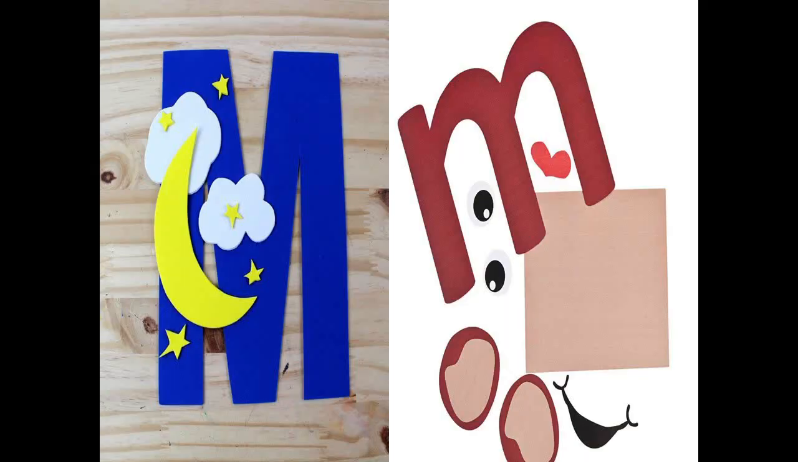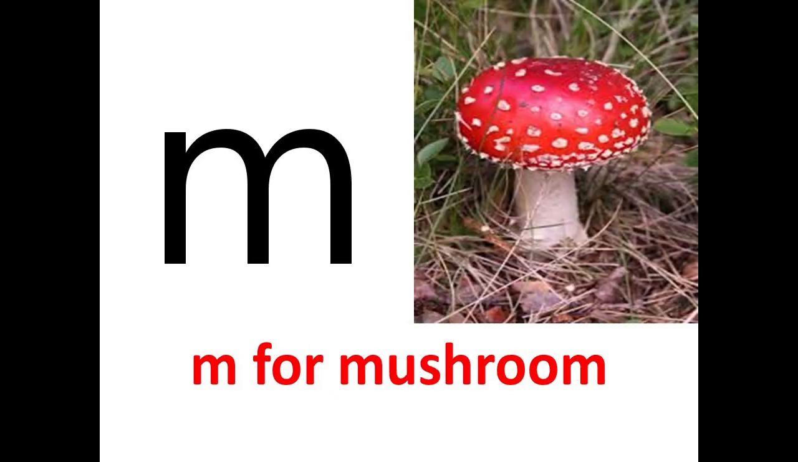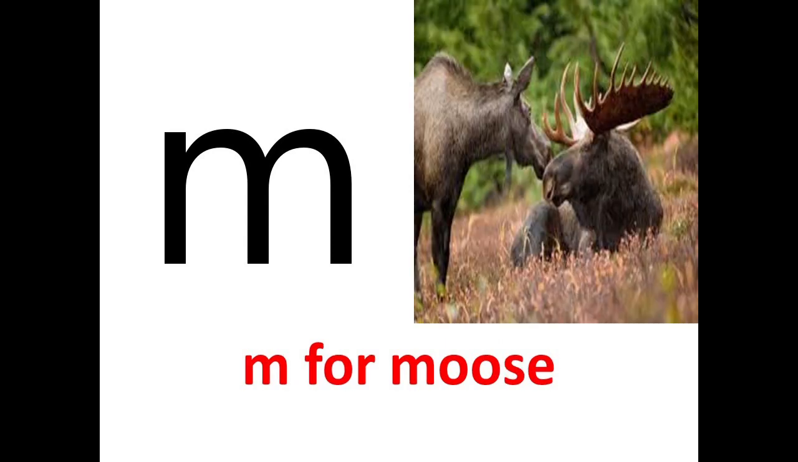Now I'm going to show you some more words. Okay? And I want you to repeat those words after me. Okay, children? Take a look. M says m. M for monkey. M says m. M for mushroom. M says m.